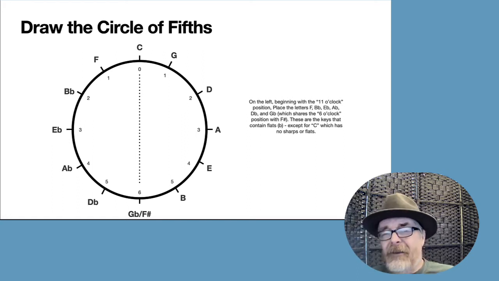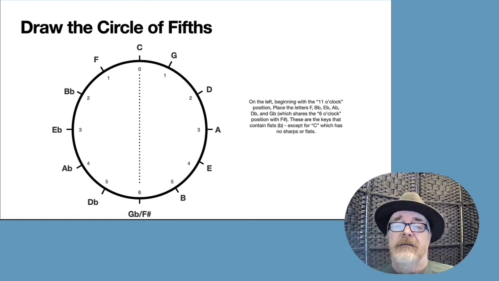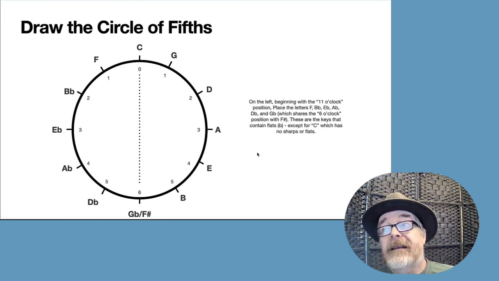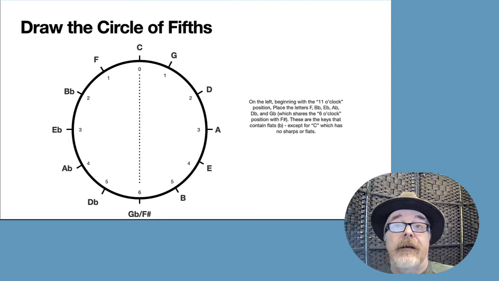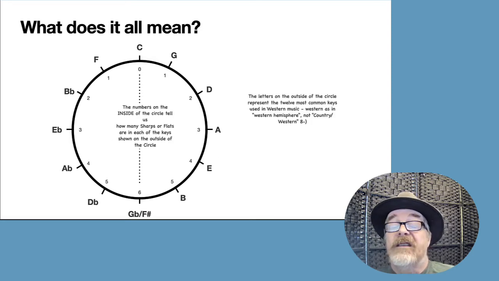Now, I haven't come up with a really snappy little saying. We could go maybe fat boys eat all donuts grunting. We could do that. Fat boys eat all donuts grunting. They kind of do. And with the exception of F, you put a flat in front of each one of the letters. Maybe you could come up with something that was snappy. But on the left, beginning with 11 o'clock, we place these letters as you see here. These are the keys that have flats in them, except for the key of C, which has no sharps, no flats.